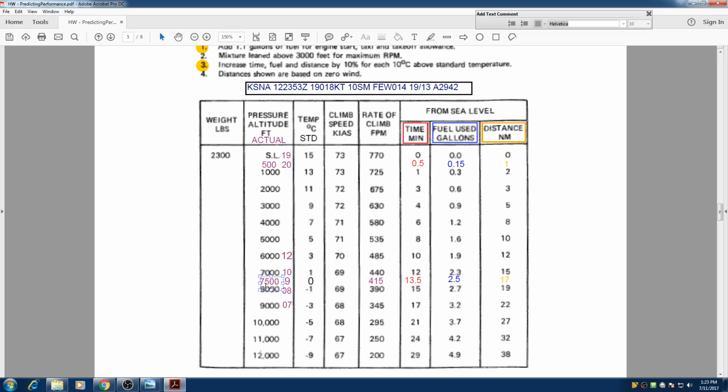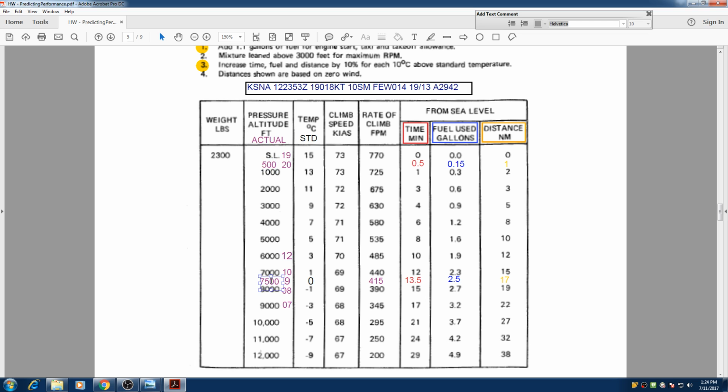So we're gonna level off at 7500 and we're gonna be taking off from John Wayne Airport with this METAR information that we got recently. We have 19 degrees Celsius of temperature and the pressure altitude for today is 500 feet. So if we didn't have this pressure altitude for today and it was sea level, our job was so easy.